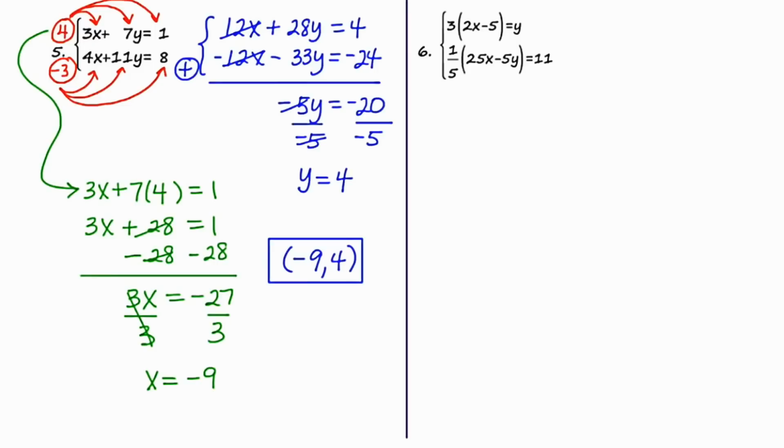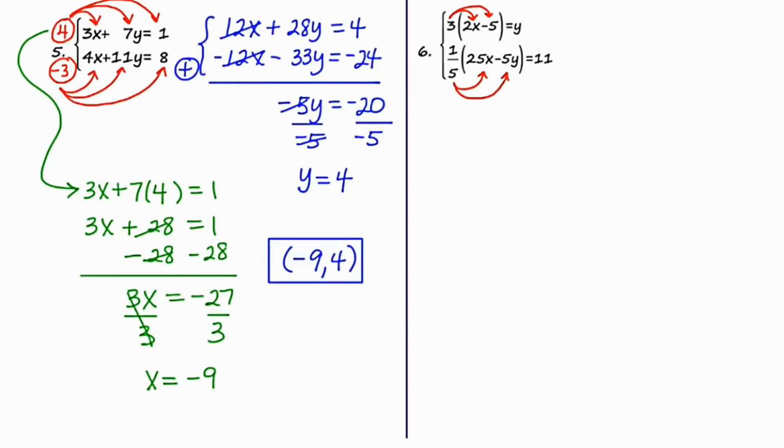In the final example, I'm going to need to do some distributing right from the start because we have those parentheses there. So I'm going to start by distributing the 3 through the parentheses, which means that the 3 is going to be multiplied by 2x, and the 3 is going to be multiplied by -5. In this case, the 3 is not going to be multiplied by y because the y is not inside the parentheses. Moving to the downstairs equation, 1/5 is going to be distributed into the 25x, and 1/5 is going to be distributed into the -5y.